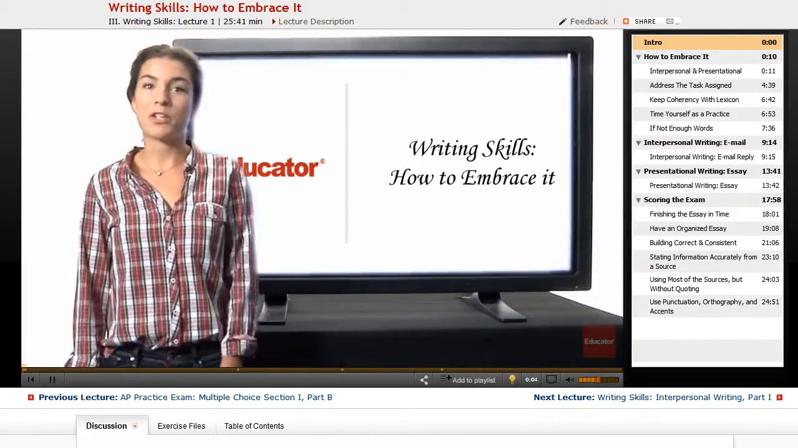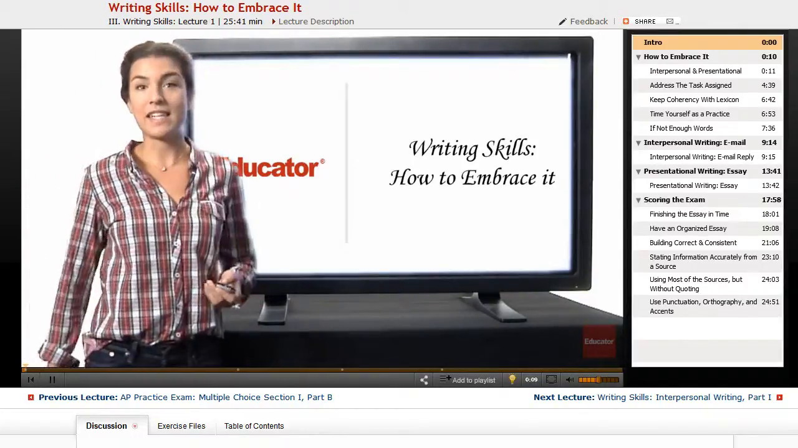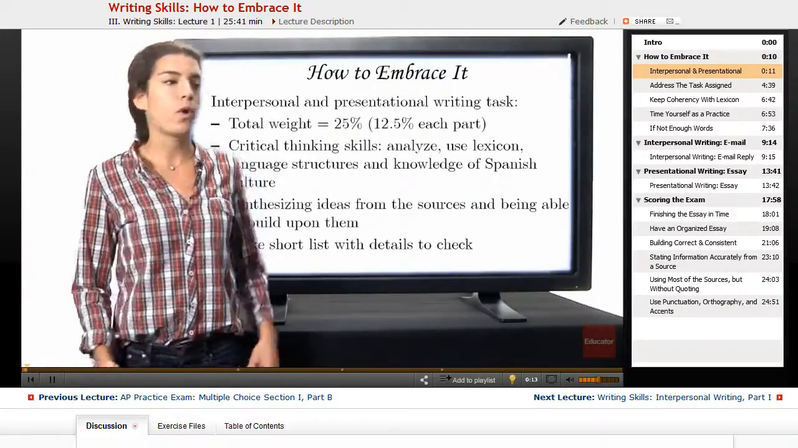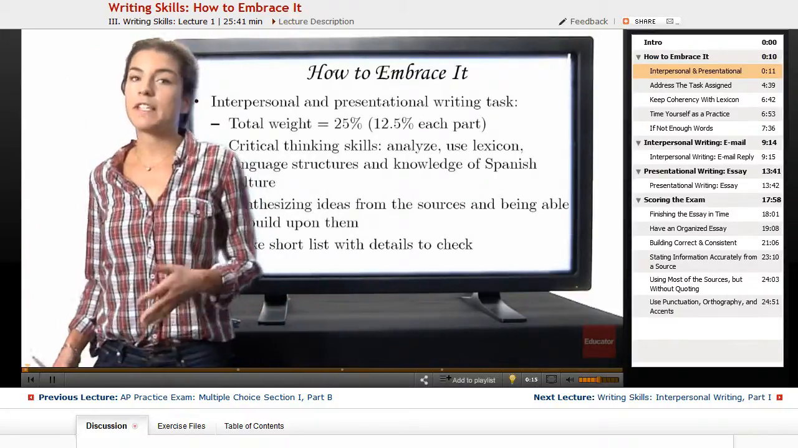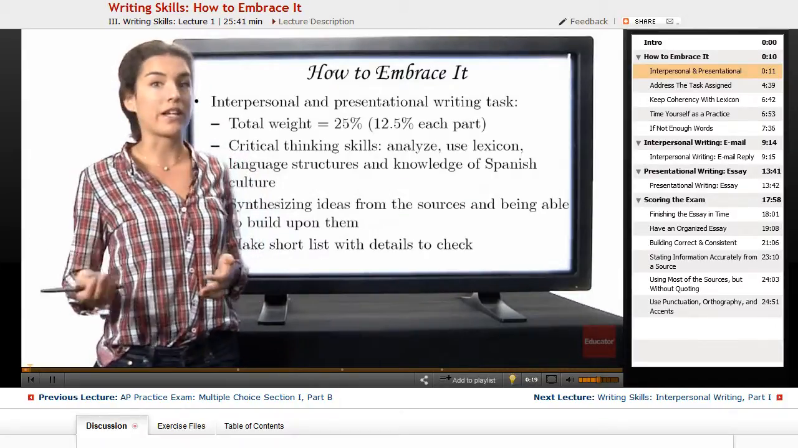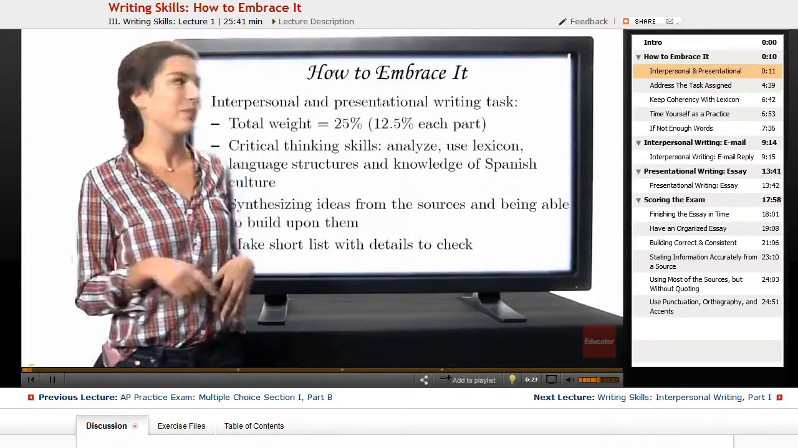Today we're going to talk about grading skills. So the test is going to be about grading skills. First of all, we need to know how to embrace it. This part of the exam is going to be testing our skills to communicate ourselves in a grading way. So we're going to have two different kinds of situations.